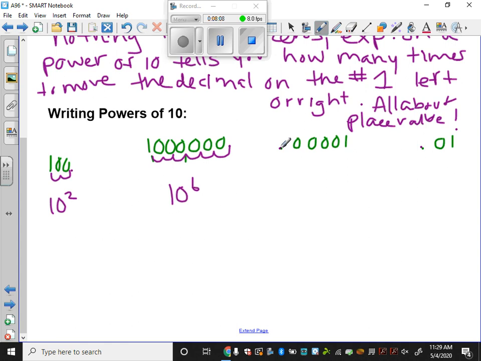How many times do I have to move this to get to the number 1? Well, a lot of kids are like, 1, 2, 3, 4. Yeah, I'm not at the number 1 yet. I'm at 0.1. So I need to move it 1 more time, which means I actually moved this 5 times. And remember, because it's a decimal, you have to remember the rule that that's going to be a negative exponent. 1, 2.